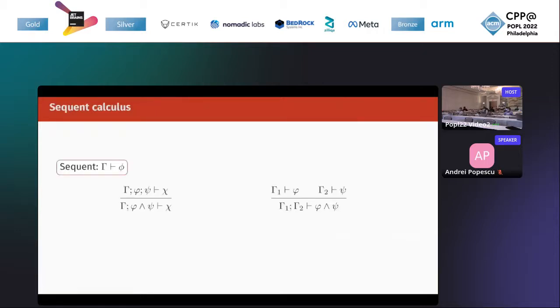Like many logics, BI comes with a proof theory in the form of sequent calculus. Sequent calculus is a logical system in which one reasons about judgments of the form context proves formula. So you have a formula on the right-hand side of the turnstile, and you have a context, which in the case of intuitionistic logic is a list or multiset of formulas. We think of a context as a list of hypotheses or assumptions.